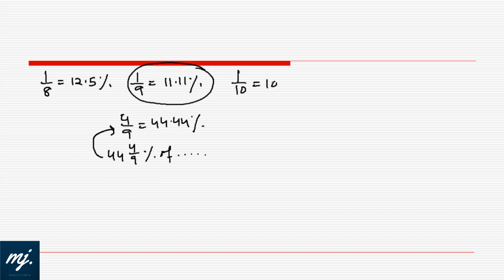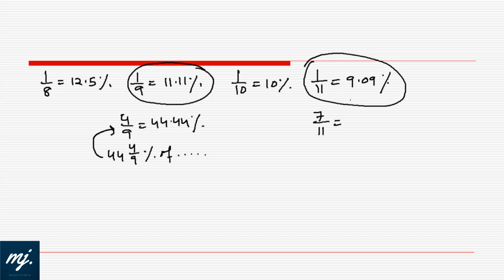1 by 10 is 10%. 1 by 11, again the famous one, 9.09%. 1 by 9 is 0.1111. 1 by 11 is 9.09, that is 09.09. So 7 by 11 is 9 into 7, that is 63.63%. Fair enough. Now 1 by 12 is 8.33%.